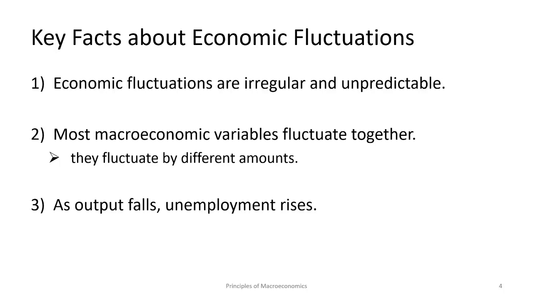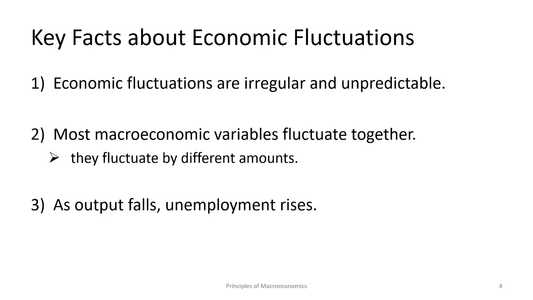And finally, as output falls, unemployment rises, which is not surprising. When GDP decreases, it means that a lot of companies are out of business. As a lot of companies are out of business, they lay off people. As a result, unemployment rises. And since unemployment rises, people lose their income. As people lose their income, they don't spend. If they don't spend, companies don't produce and they lay off more people.